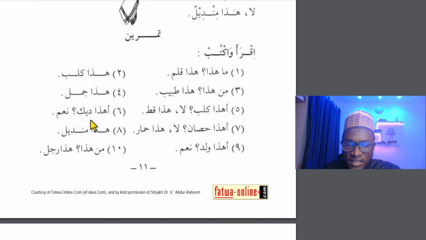أهذا ديك. Is this a, you can see hamzatul istifhamiyya. أهذا ديك. Is this a cock? نعم. Yes. أهذا حصان. Is this a horse? لا, no. هذا حمار. This is a donkey. هذا منديل. This is a handkerchief. أهذا ولد. Is this a boy? نعم. Yes. من هذا. Who is this? هذا رجل. This is a man.